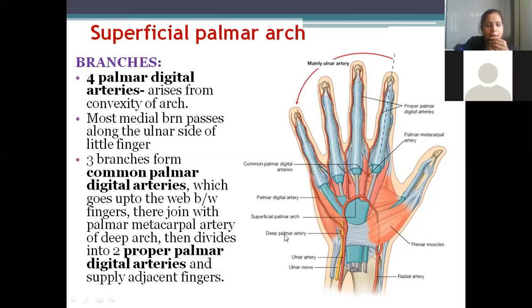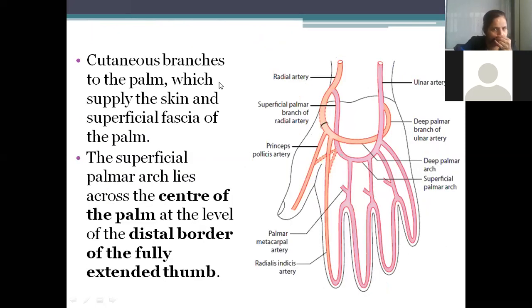The most medial branch is moving along the medial side or ulnar side of the little finger. The other three branches are moving towards the web. They are called common palmar digital. They divide into two proper palmar digital arteries, which are supplying the adjacent sides of the digits. For example, the second one is supplying the lateral aspect of the little finger and the medial aspect of the ring finger, and it goes on. You can elaborate in your own words. Overall, 3.5 digits are supplied by the superficial palmar arch.